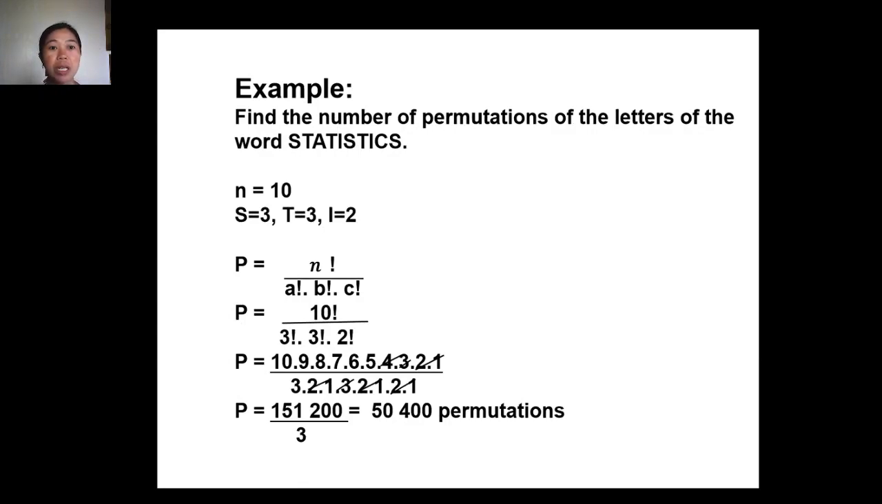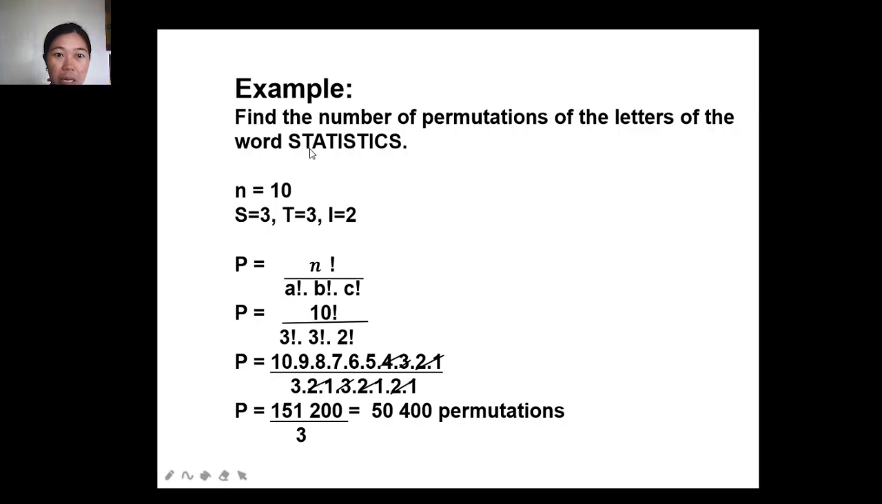Let's say we need to find the number of permutations of the letters of the word statistics. If you notice, the word statistics is composed of 10 letters: S, T, A, T, I, S, T, I, C, S. The letter S in the word statistics appears 3 times, so S is repeated 3 times. S is alike, 3.